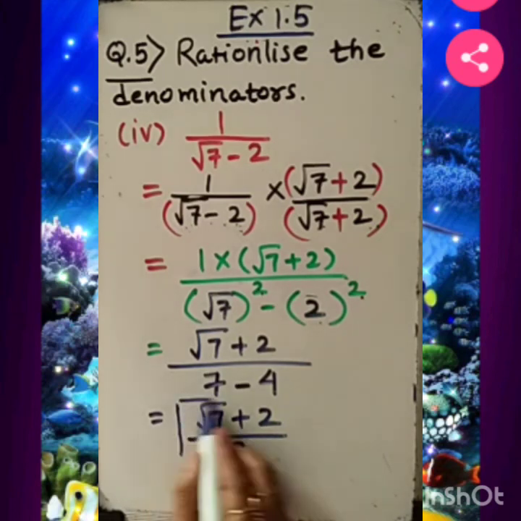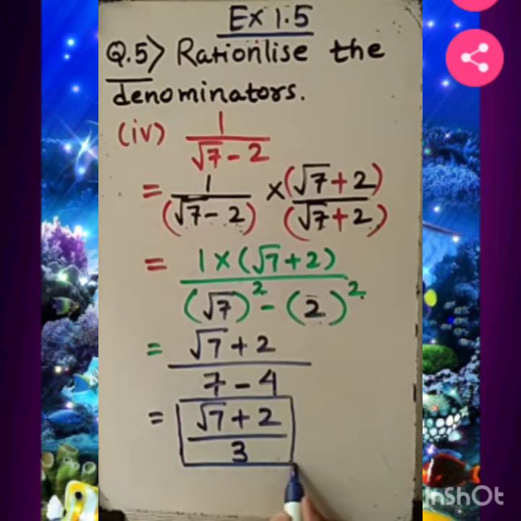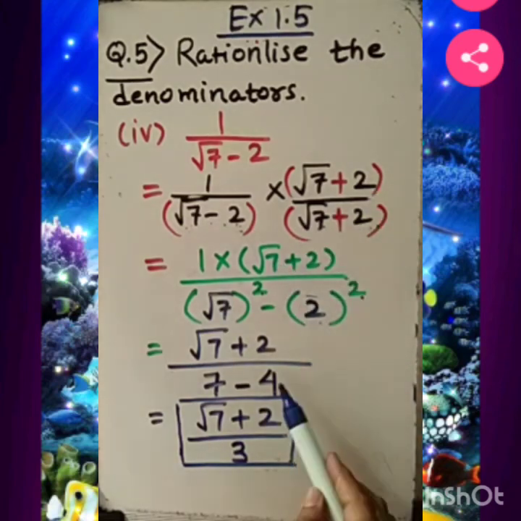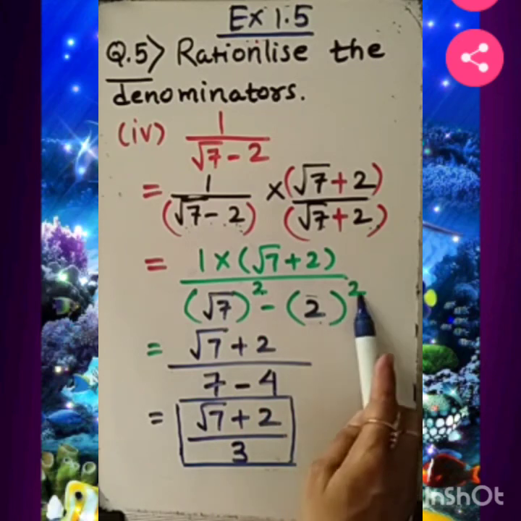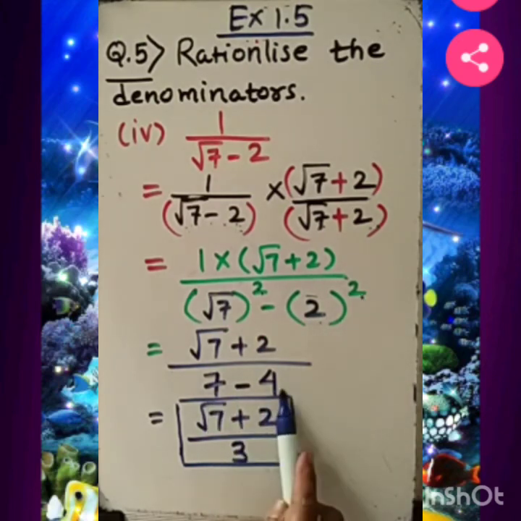It is very easy. Similarly, we have applied the same knowledge of the identity here, a square minus b square. So here 7 minus 4, I hope it's clear to you.